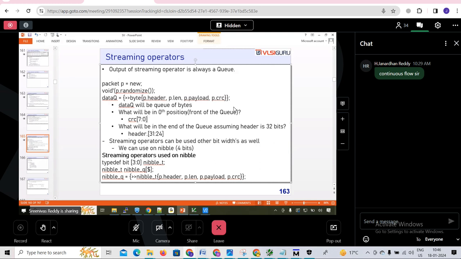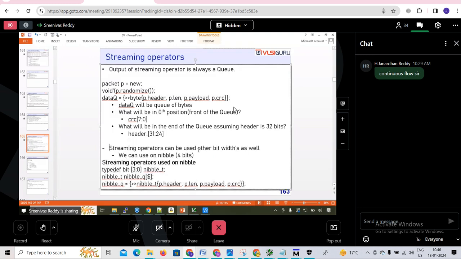In this case, what will be at the 0th position, at the front of the queue? CRC 7 down to 0 will be there. What will be at the end of the queue? Header 31 down to 24, assuming the header is 32 bits. Now, the streaming operator can be used for other bit widths also. Hence we can use it on a nibble, or whatever we want.